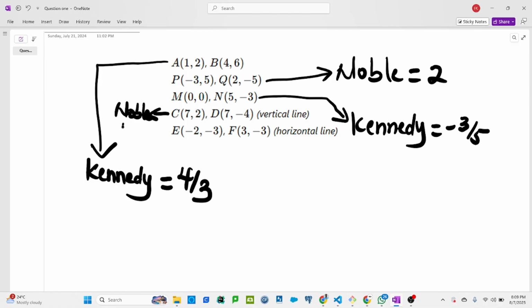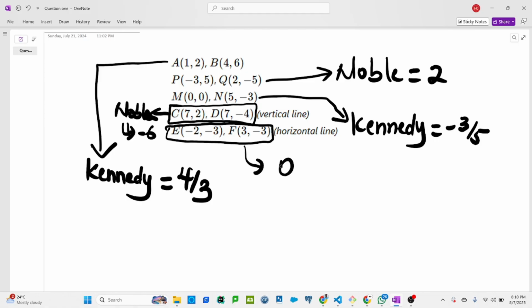So for this one, I'm talking about this one. Is this one you solved? Yes, sir. Okay. Kennedy, solve this one for me. So the answer is 0. Kennedy says he had 0. Okay. Now, Nobo, you say you had -6 for this one.